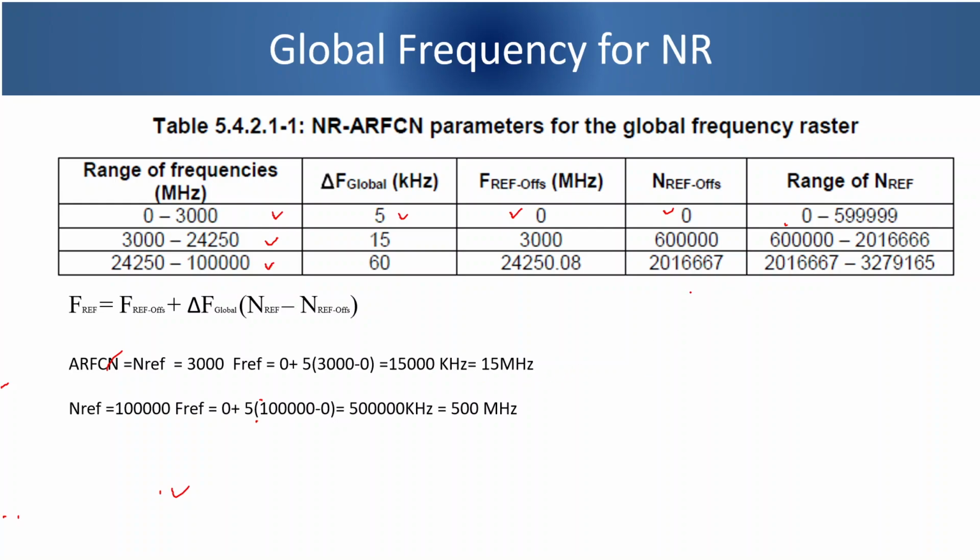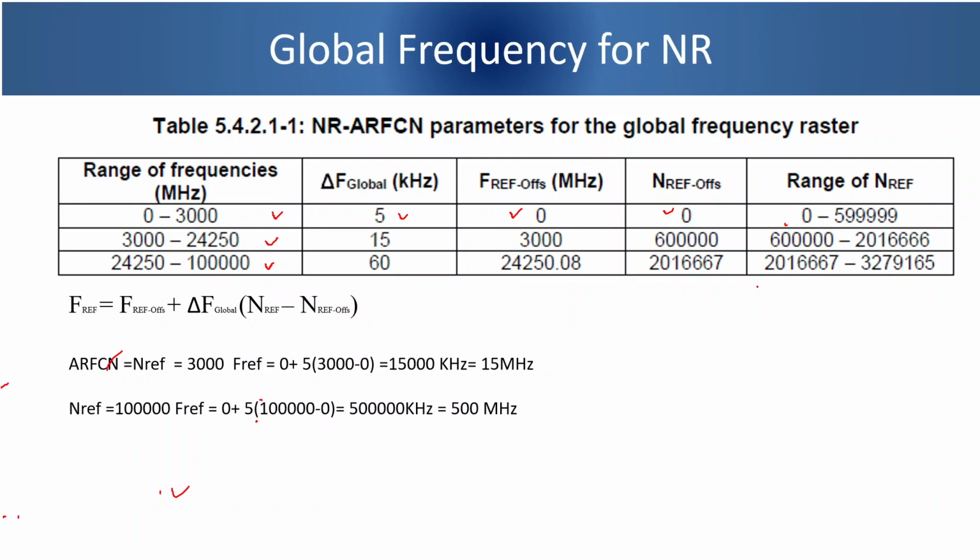Now let us calculate it for 1 lakh. Suppose ARFCN is 1 lakh, then please calculate the absolute frequency for this. Here also your offset is 0, so 0 plus 5, 5 is your delta F. Just see the formula here, and then 1 lakh minus 0, because the offset is also 0, so it comes to 500 megahertz. So this way, if ARFCN is given, you will be able to calculate the absolute frequency.